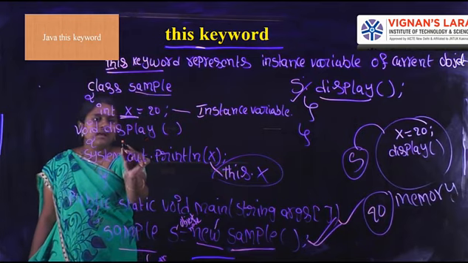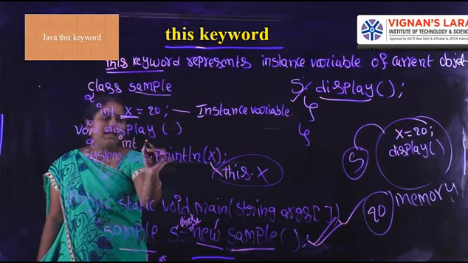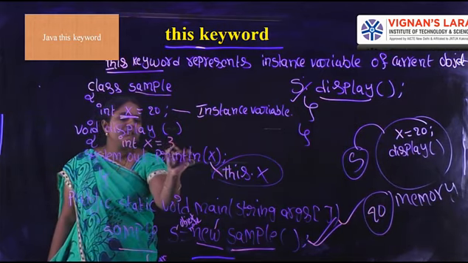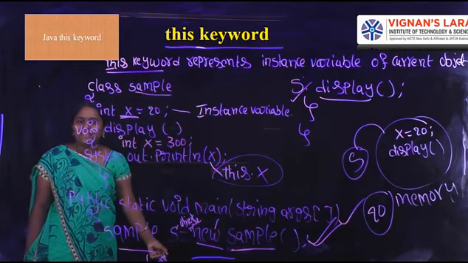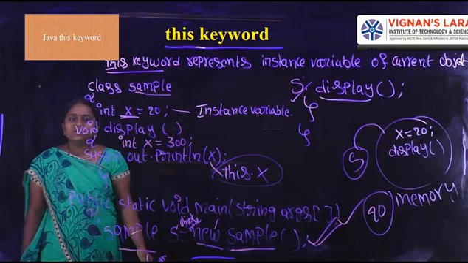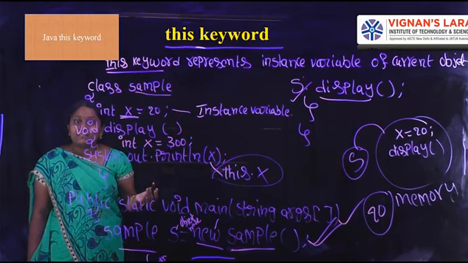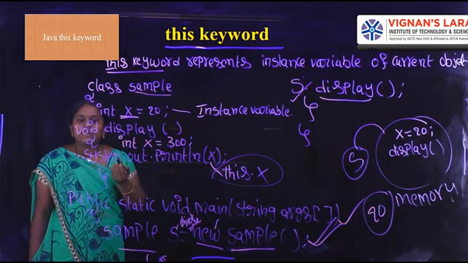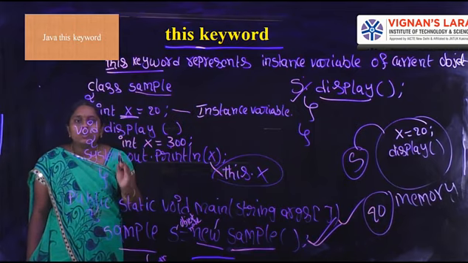For example, in the display method, I am defining one more variable with the same name. Here x equal to 300. What will happen here? What is the output we are getting? The x value is 300. Whenever we declare the same variable name as an instance variable and within the method, the highest priority always goes to the local variable.